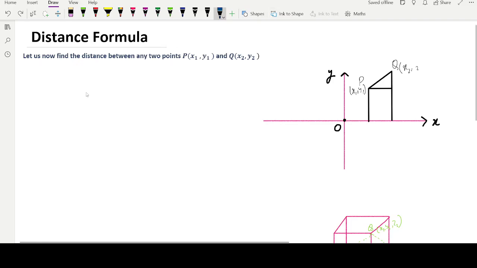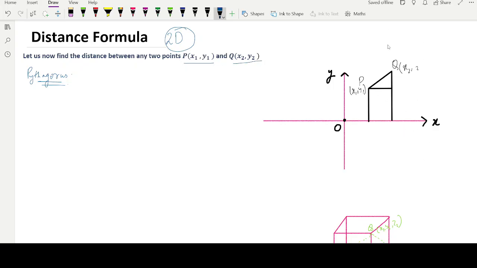Today we have seen the proof of the distance formula for 2D. This is a simple formula, but the proof requires some geometric analysis and the Pythagoras theorem. The proof is very simple. So let's now find the distance between any two points P (x1, y1) and Q (x2, y2).